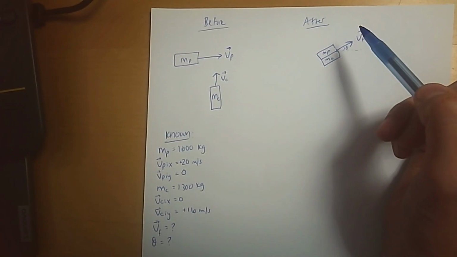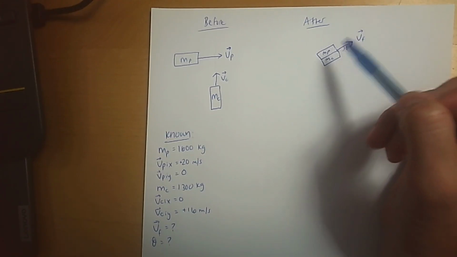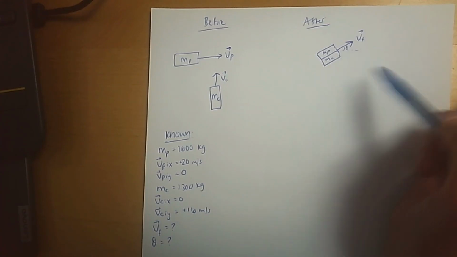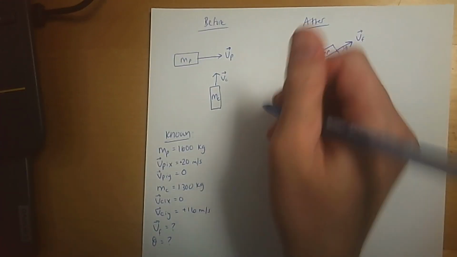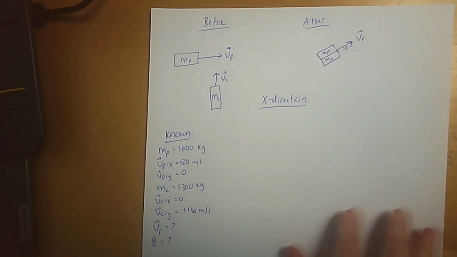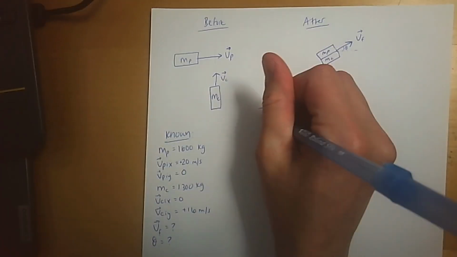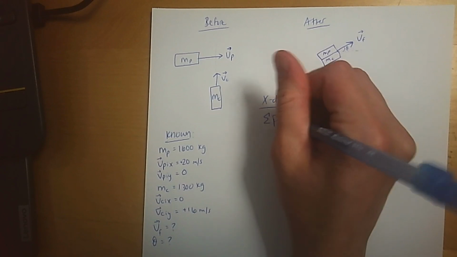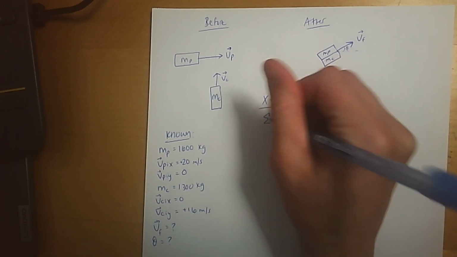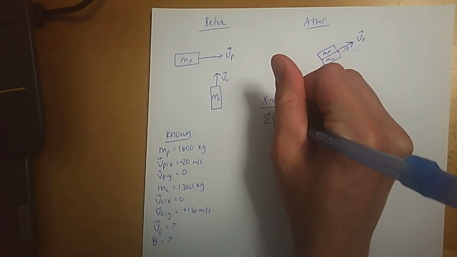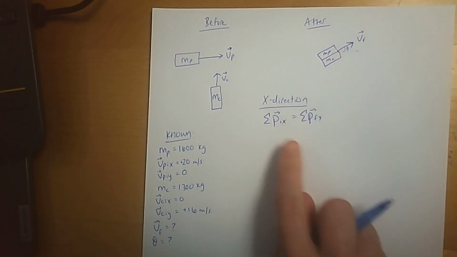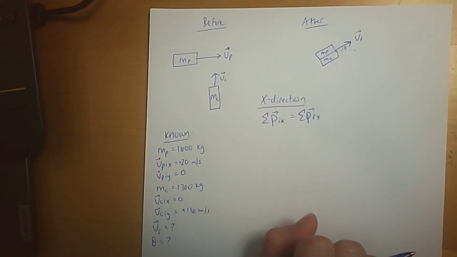So what I'm going to do is apply conservation of linear momentum to the x direction and then also to the y direction in order to start figuring out what these equations would look like. So let me start with the x direction. So I'll say the sum of the initial momentum in the x is equal to the sum of the final momentum in the x, right? That's conservation of linear momentum.